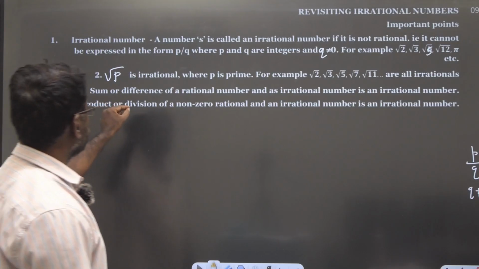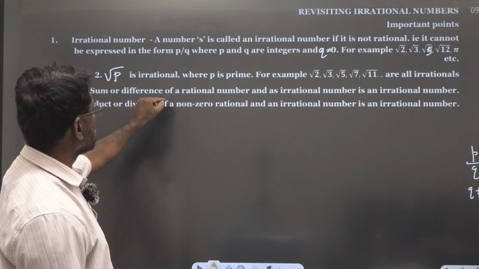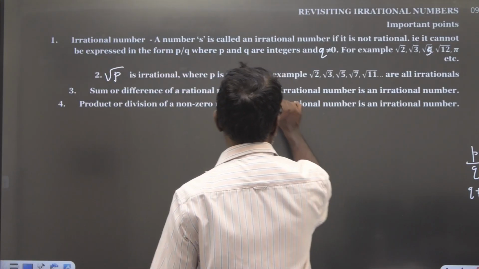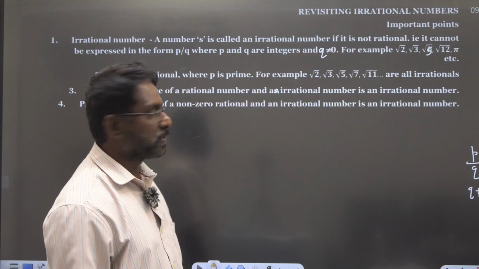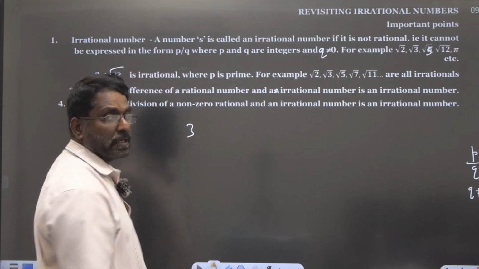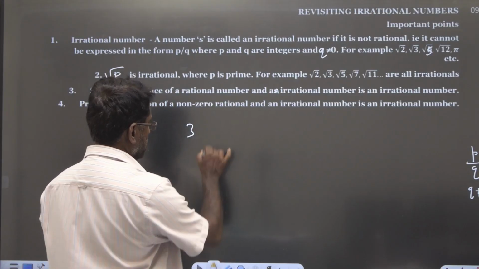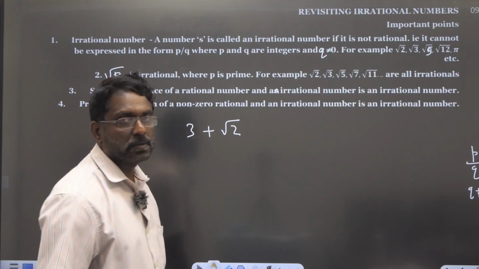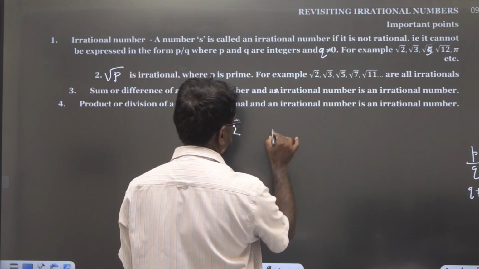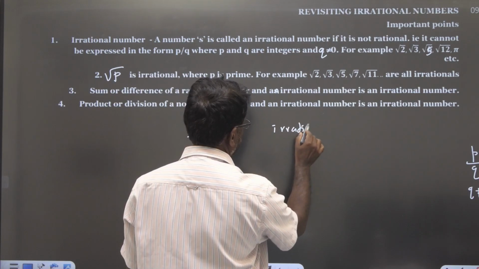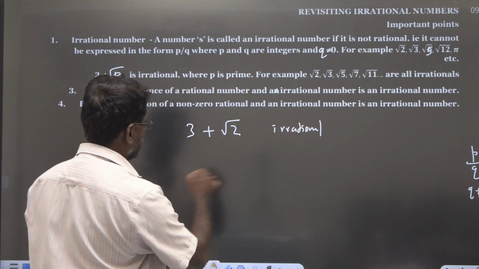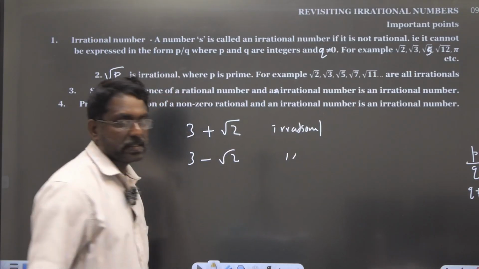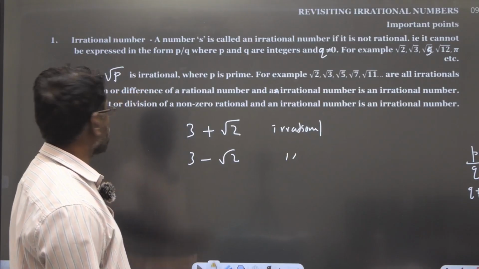Next is sum, very, very important property. Sum or difference of a rational number and an irrational number is an irrational number. For example, 3 is a rational number. Root 2 is an irrational number, right? Its sum, 3 plus root 2, is also an irrational number. Irrational. And its difference, that is 3 minus root 2, is also an irrational number. That is the condition 3.